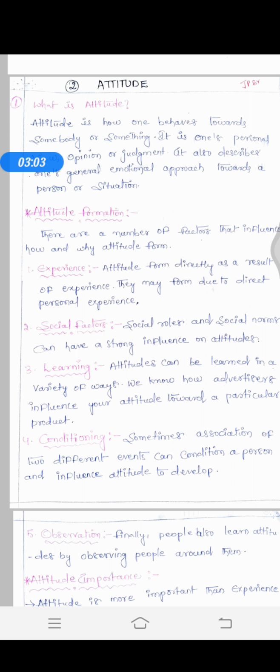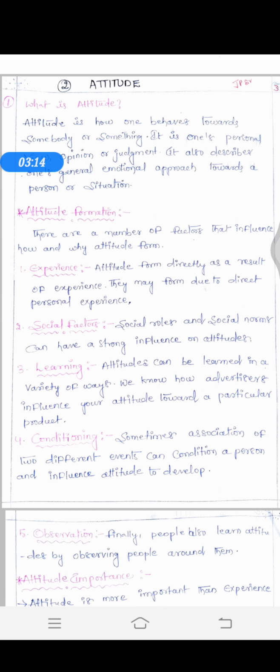So what is attitude formation? There are a number of factors that influence how and why attitudes form. A number of persons influence us. Mainly 5 things influence the formation. One is experience.